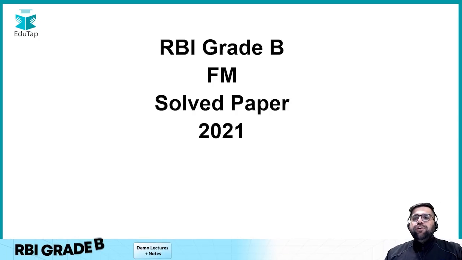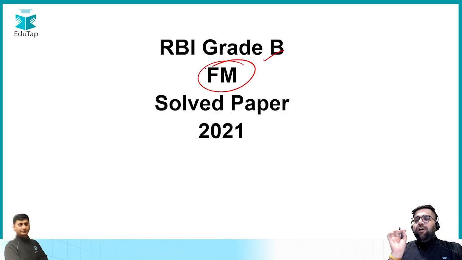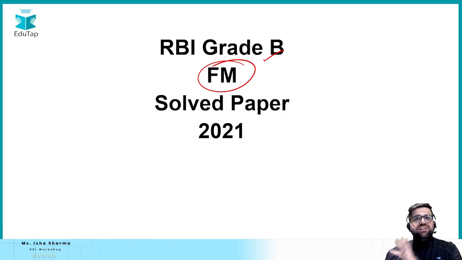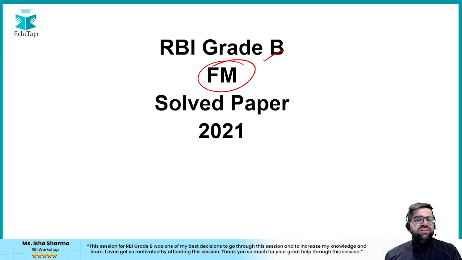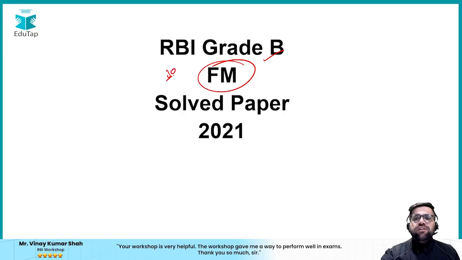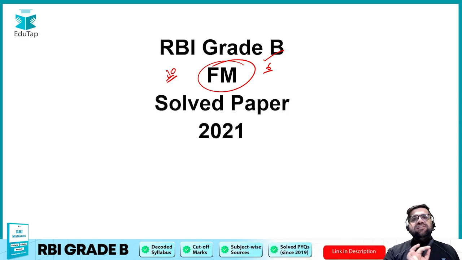In this particular video, we are going to solve the RBI Grade B Finance and Management paper of the year 2021. Those who are in the active stage of preparation, this video is for all of you. Mind you, my friend, once part of your preparation is done, you have to make sure that you are solving the previous year questions. So in this video, we are solving all the 30 objective questions plus 6 descriptive questions of the RBI Grade B 2021 Finance and Management paper.